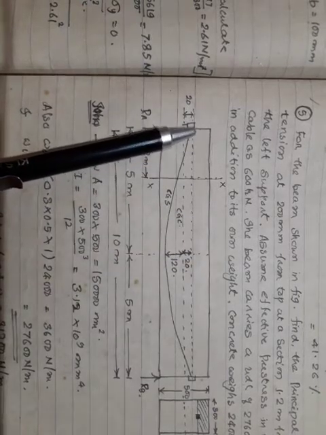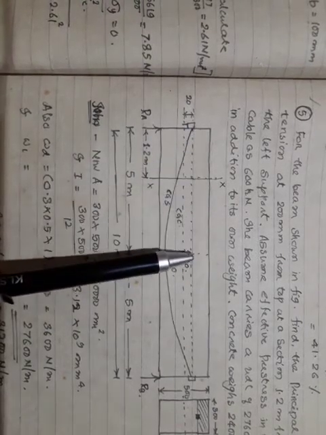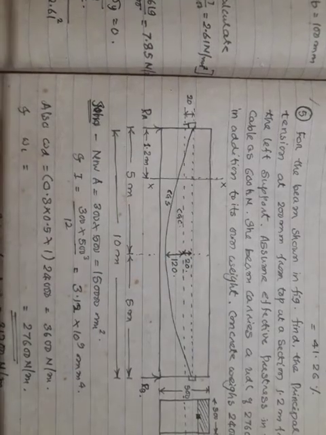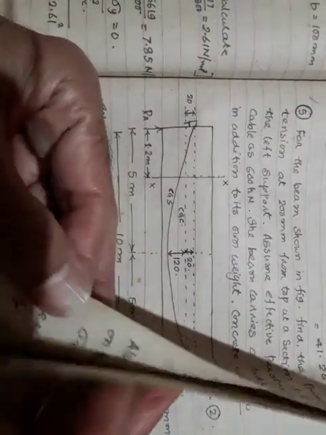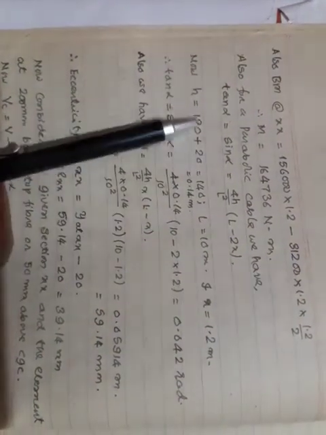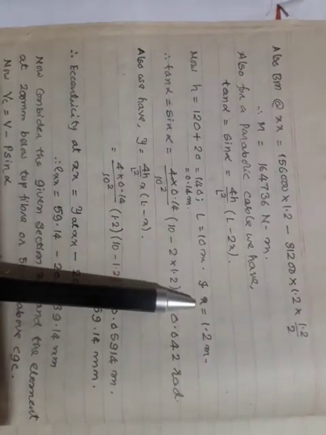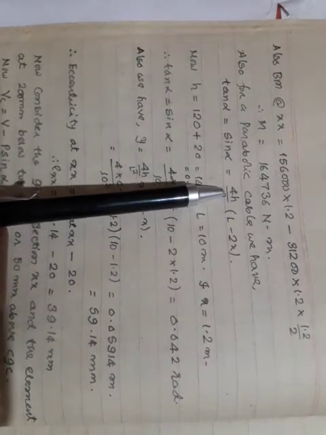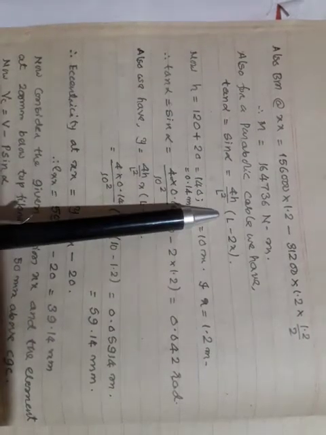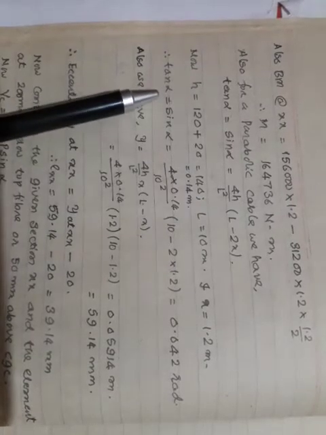This is the origin. From the origin, the total dip H can be written as 140 mm. And span is 10 meter, as you know, and X is 1.2 meter from the origin. So if I put all these values here, it will give me the value of tan alpha or sin alpha. It works out to be 0.442 radians.